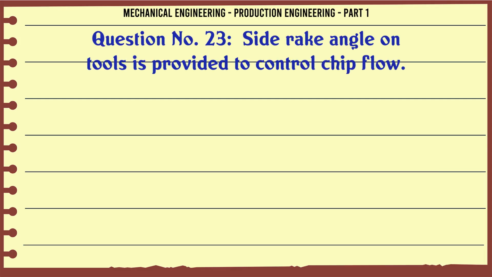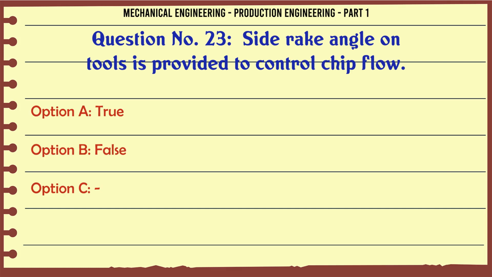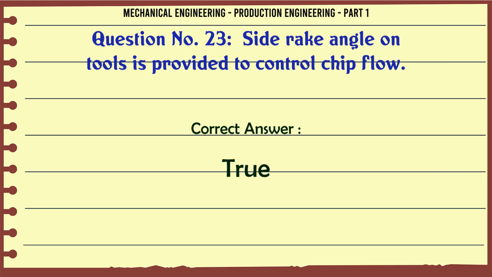Side rake angle on tools is provided to control chip flow. A. True, B. False. The correct answer is true.